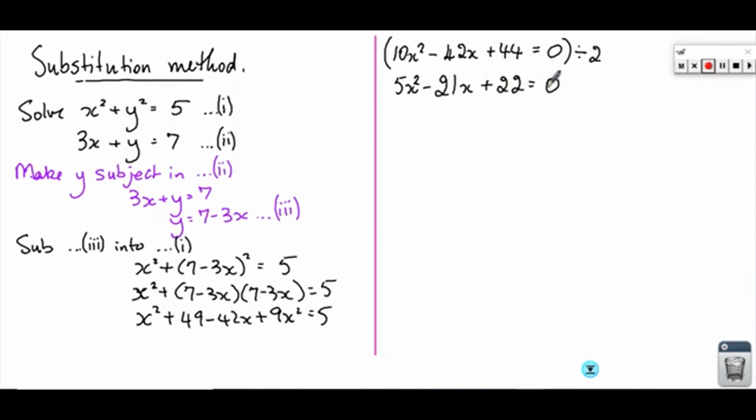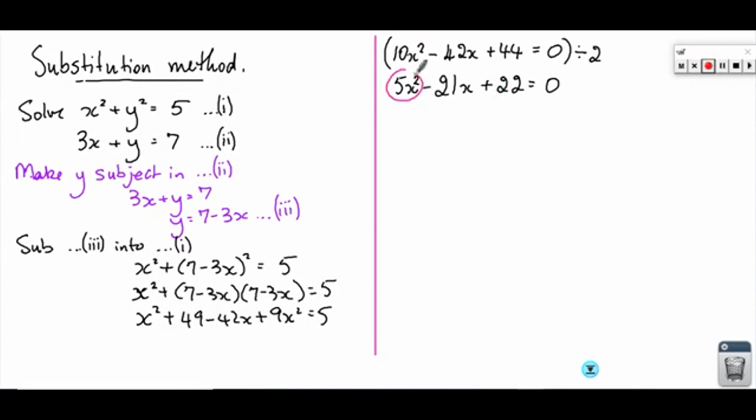Now that we have arrived here, we need to factorize this equation. Here you can either use the formula x equals minus b plus or minus the square root of b squared minus 4ac, all over 2a. In that case, a is 5, b is minus 21, and c is 22. Or otherwise, change this trinomial into 4 terms and then group to find the factors. I'm going to use the second method.